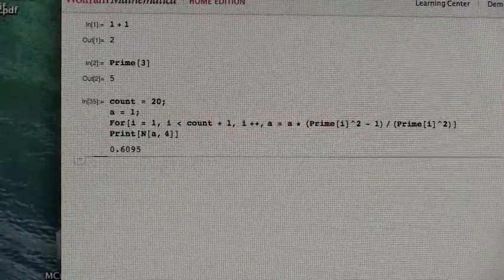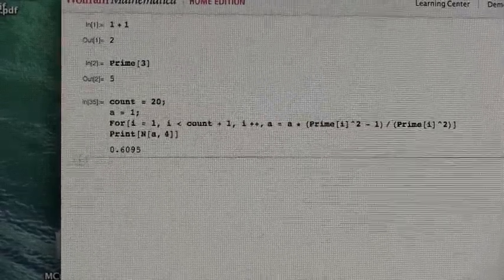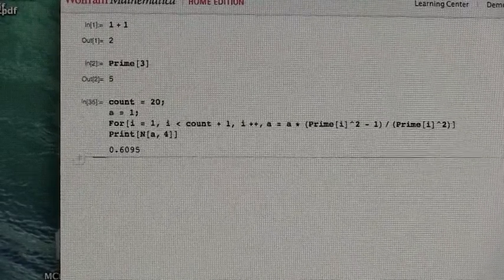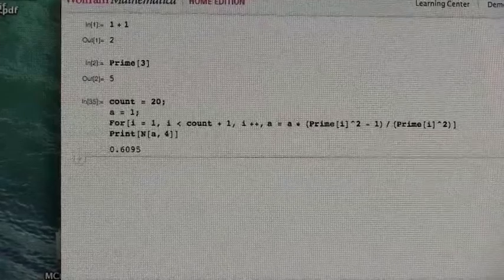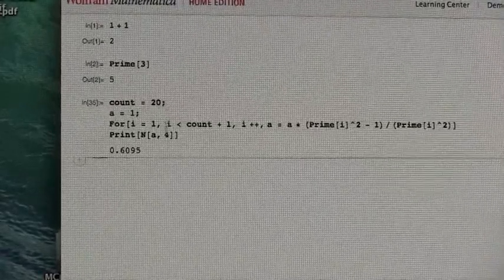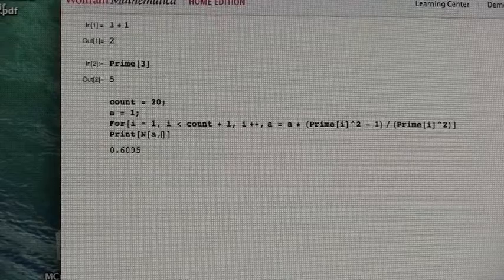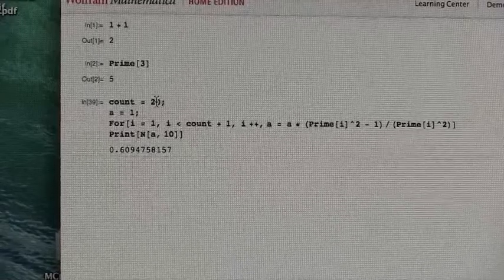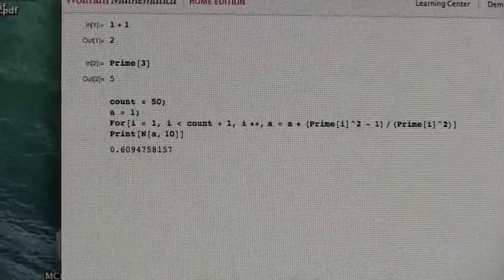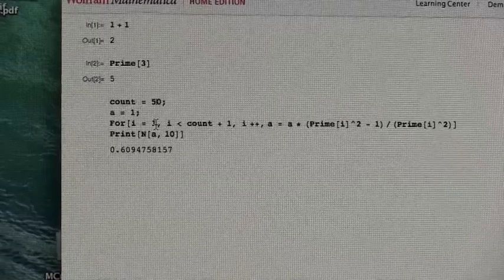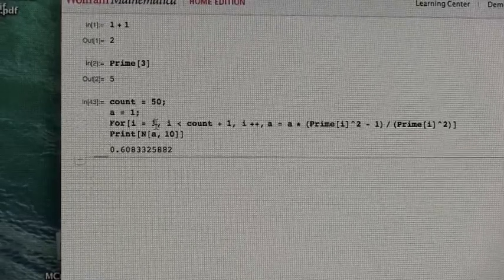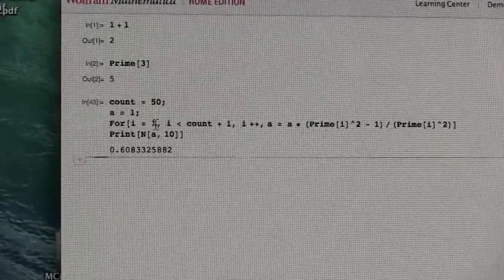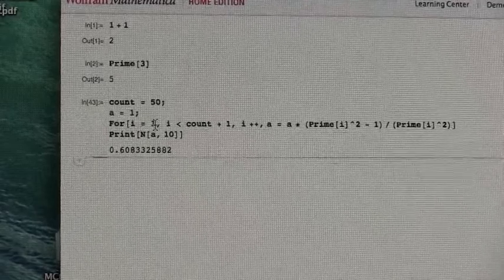What if I do 20 products? 0.6095. What did you guys think this was going to? Well, we thought it was going to 0. How come? Because it was getting smaller and smaller. But why was it getting smaller and smaller? Because all the numbers that you're multiplying are less than 1. But it doesn't seem to be getting smaller and smaller. It seems to be converging. I'll go to 10 decimal places just for fun. The first 50 products, 0.60833. So it's dropping off less and less now. Maybe it's converging to 0.6.